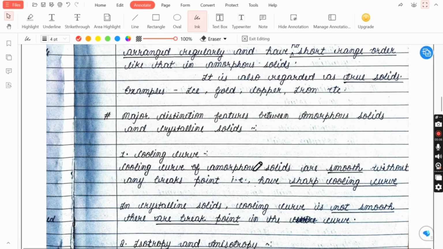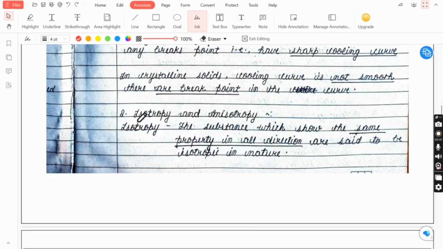On the basis of various properties, you can also differentiate, first by the cooling curve. Amorphous solid has a smooth curve in cooling, while in crystalline there is a sharp break in the cooling curve and it can break at any stage. The graph goes like this, somewhere like this, then again it will break, then this. But in amorphous solid it will always be like this. This is the basic difference between the cooling curve of amorphous and crystalline solid. To move next, there is another property, one of the most important properties of this topic, isotropy and anisotropy.